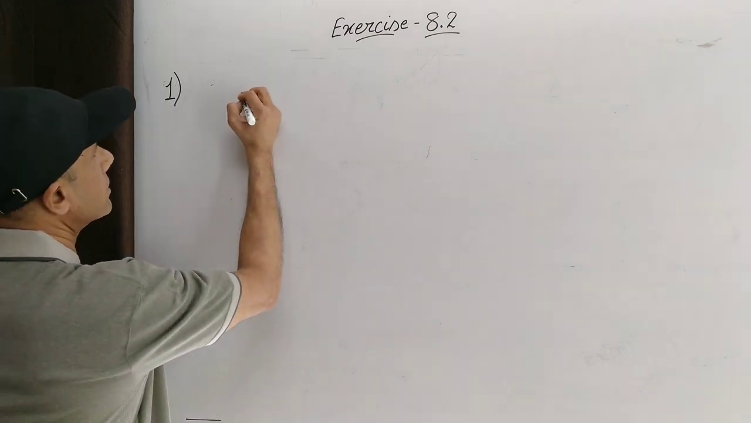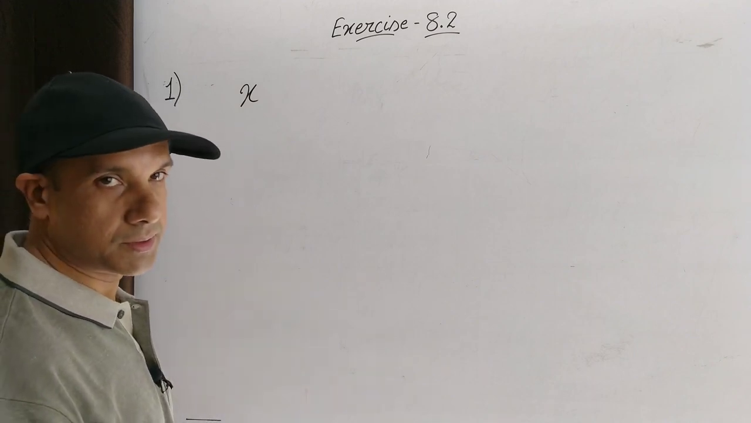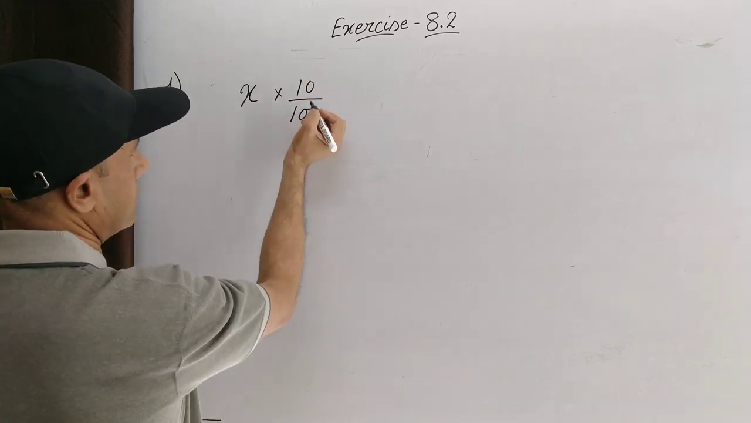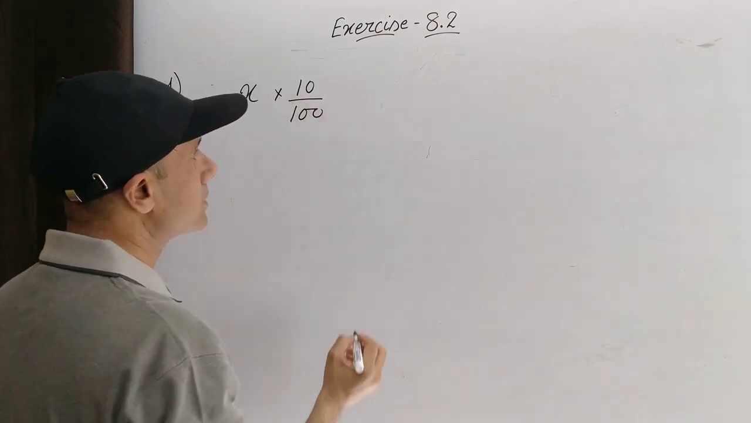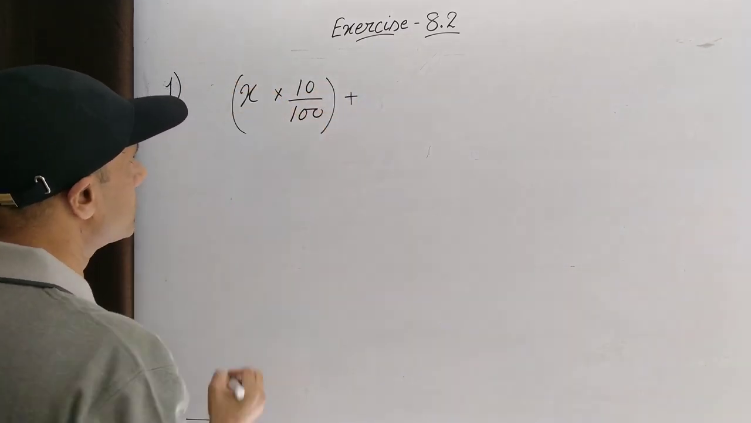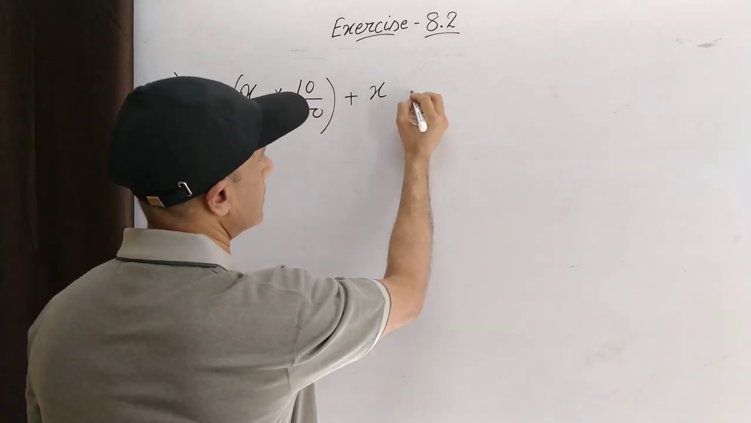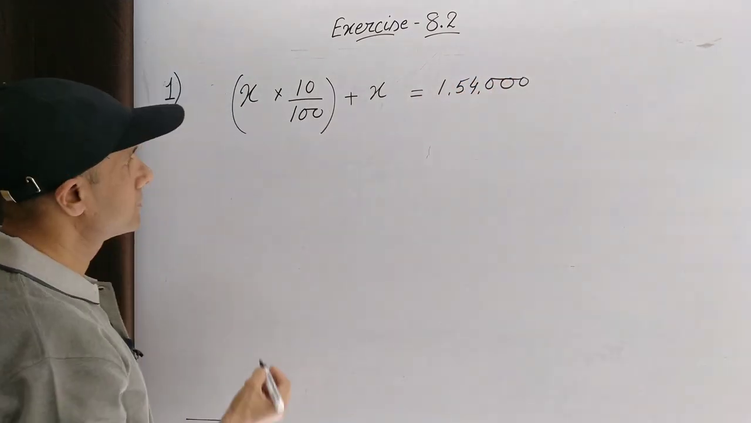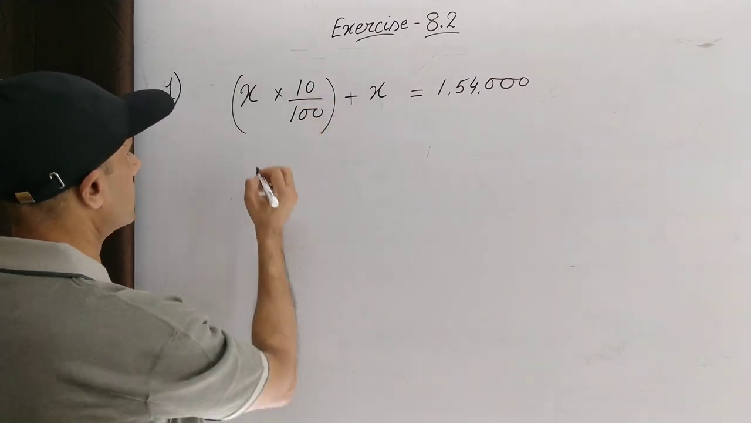So, let the original salary be x, and he has got an increase of 10%, that is, we multiply 10% as 10 by 100. And his new salary, that is the increase plus the existing salary, that is x, is equal to 1,54,000. Clear? This is his original salary and this is the increase, that is 10%. Got an equation? Let's solve it.